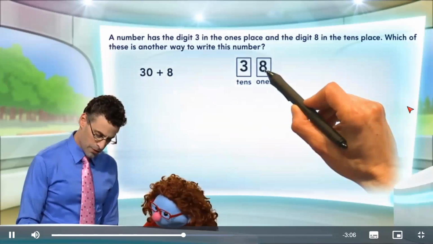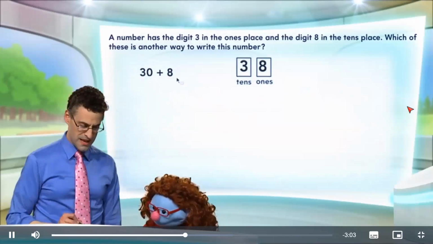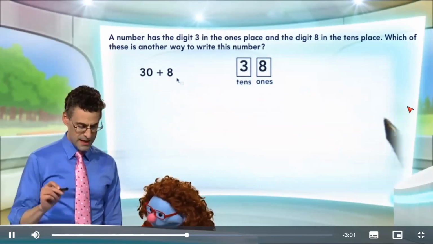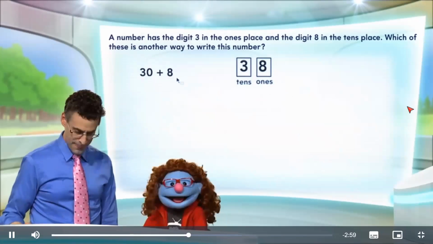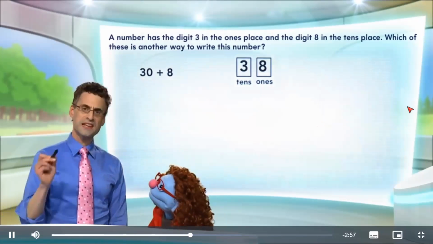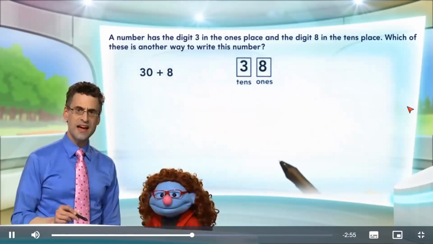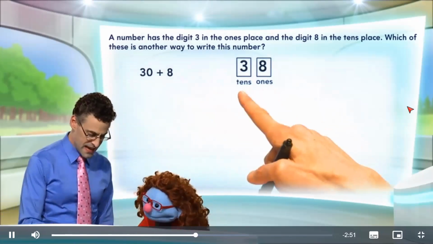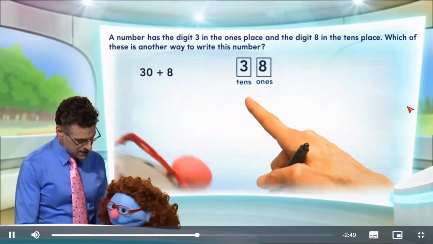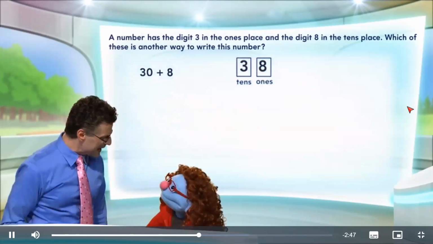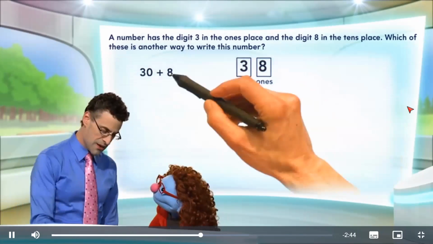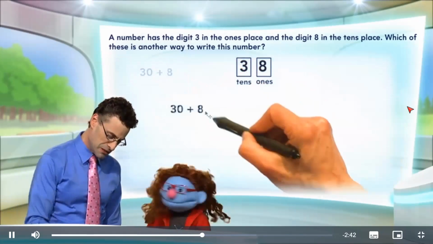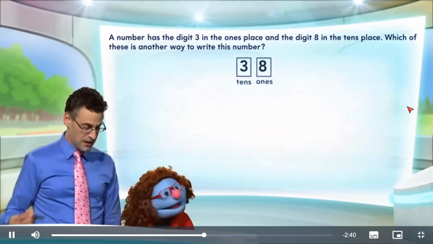So therefore, this number represents the number 38. Now, is this a number that satisfies our riddle? Does this have 3 in the ones place and 8 in the tens place? No, it's kind of the wrong way, isn't it? So that one is not right. This contestant loses. Now, back to go.